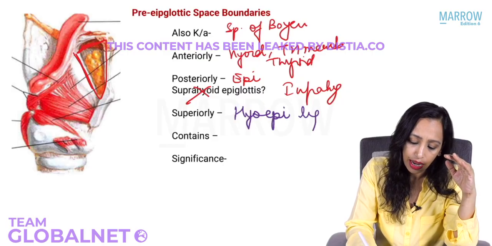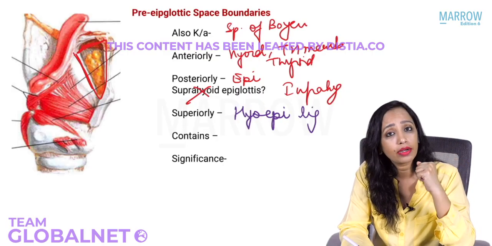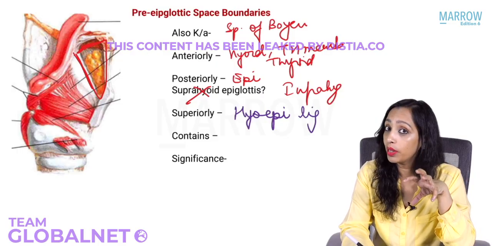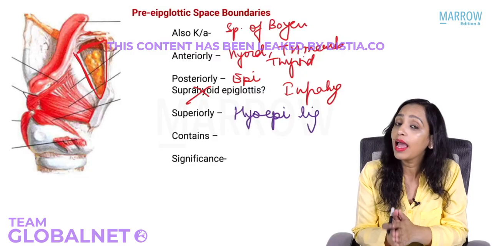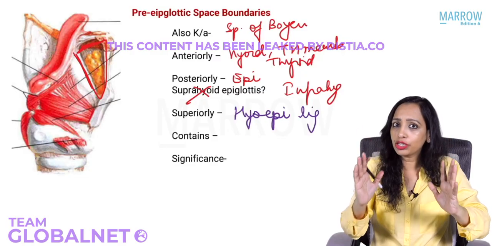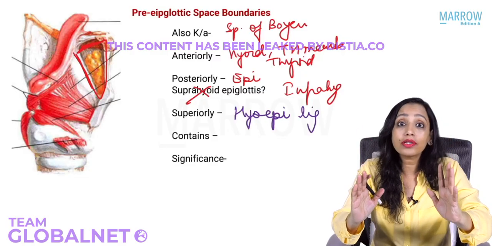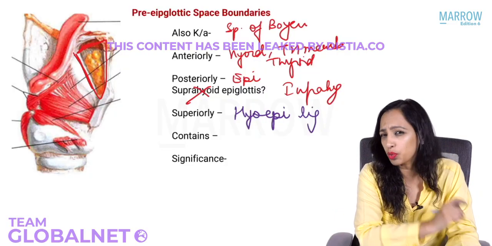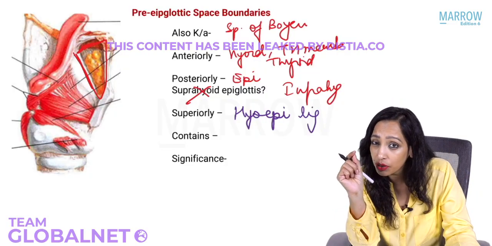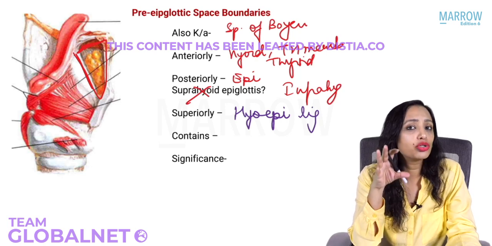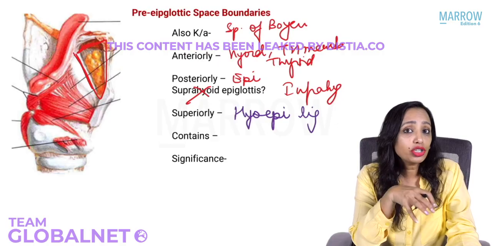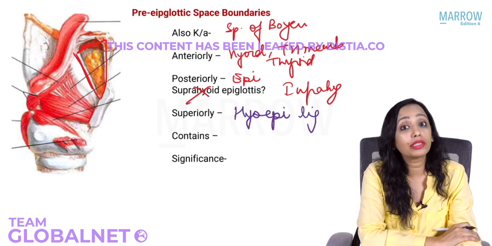Hyoepiglottic ligament. And what does it contain? Why is it significant? It contains fat. All the spaces around the larynx contain fat, and they are the areas through which the vessels, nerves, and lymphatics pass. So what was important here? Vessels, nerves and lymphatics, out of which? Lymphatics. So these are the sites through which the carcinomas of larynx can spread to the outside.